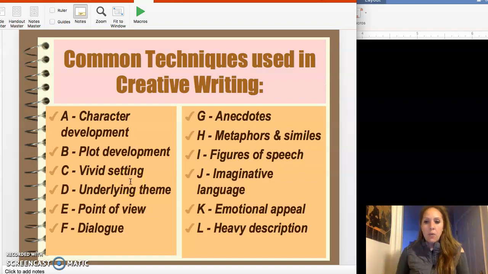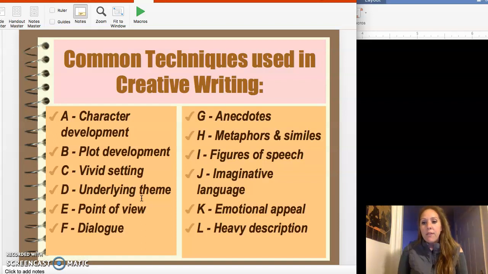Vivid setting. We've also learned about that in The Great Gatsby, where we really felt like we were in the Roaring '20s and we understood what the flappers were like, and the Jazz Age and the Lost Generation, and we did the ginger ale for the Prohibition Station to understand the alcohol ban. So in The Great Gatsby, the setting is very powerful and vivid. Underlying theme means that it's hinted at, it's suggested through the story.